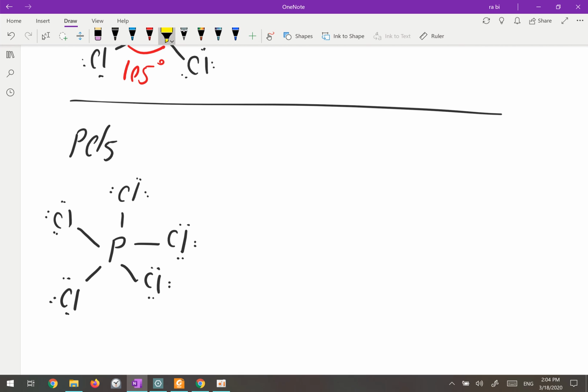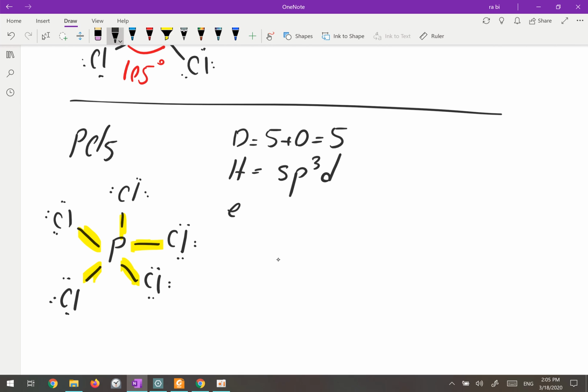Let's find its domains around the central atom. 1, 2, 3, 4, 5. So you have 5 domains around the central atom, 5 bonds, no lone pairs, so the domain becomes 5. When the domain is 5, the hybridization is sp3d. When the hybridization is sp3d and you don't have any lone pair, the molecular geometry is the same as the electronic geometry, and they are trigonal bipyramidal.